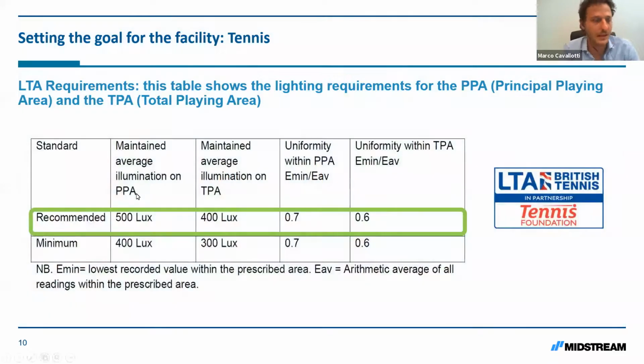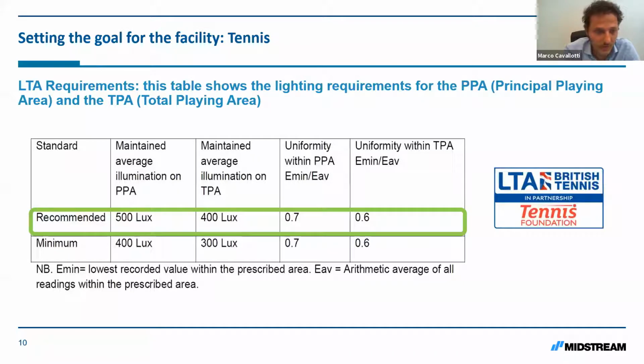Okay, the first step is to set the goal for our facility. The first one will be a tennis court. We are following the LTA regulations, which is the British tennis regulation, but the step-by-step guide we're going to follow today can be applied to any other regulation. The LTA prescribes the lighting level and uniformity for the 2 main areas of a tennis court, which are the PPA, the principal playing area, and the TPA, the total playing area. I will show in the following slide the difference between these 2 areas.